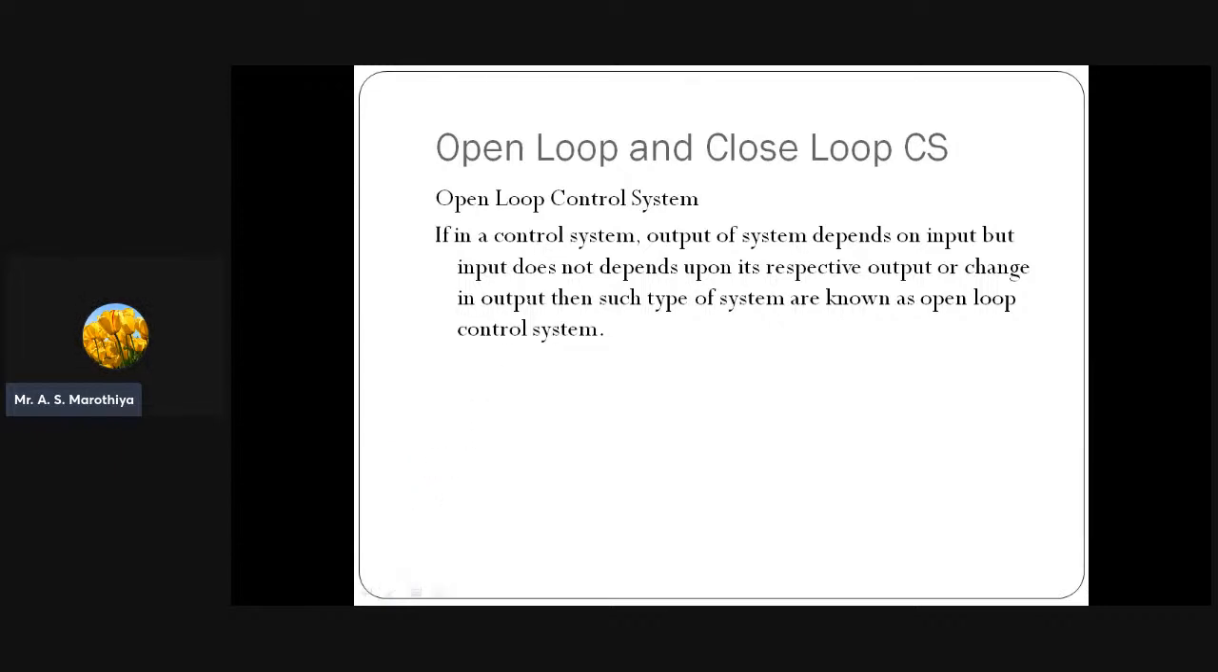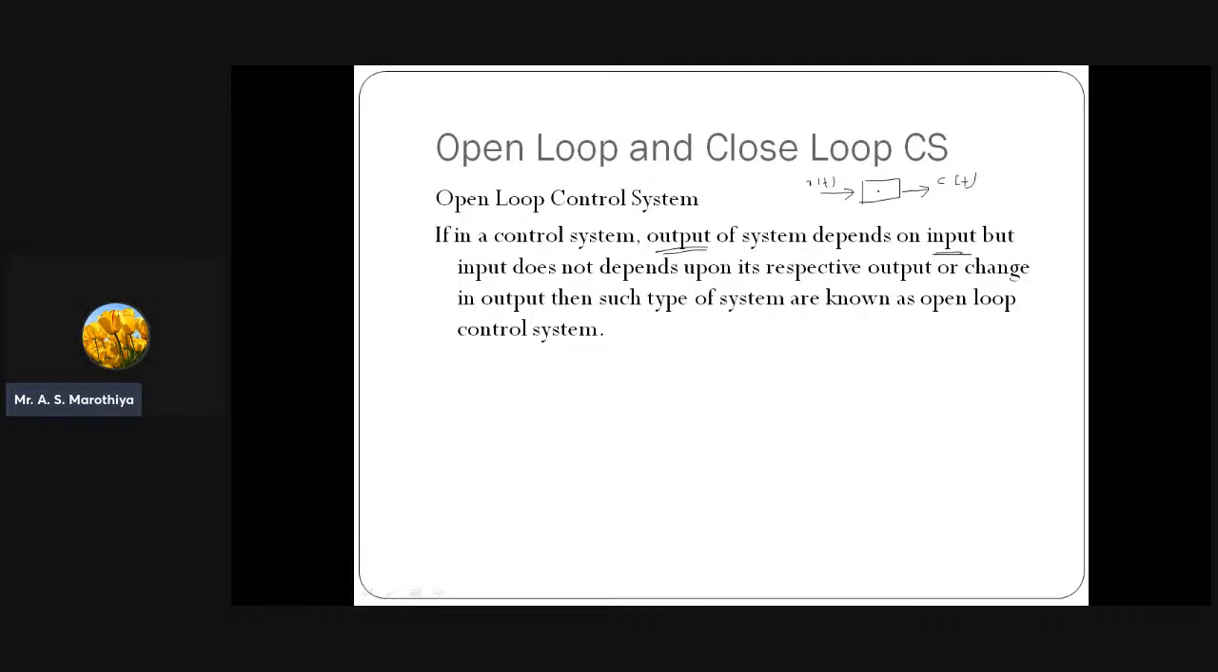Now see here. So what is an open loop control system? It is a type of system in which the output of a system depends on the input, but input does not depend on the output or change in output. This is very important. That means if you have a system like this, and if you apply some kind of excitation to that particular system in the form of input like r of t, corresponding to that, this is going to generate some output which is nothing but c of t.